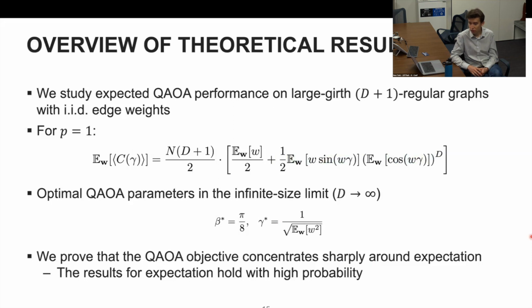In addition, for p equals 1, we prove concentration. Specifically, we use simple observations: if you have some assumption on the distribution of your weights, such as Gaussian or bounded weights, and the QAOA objective is Lipschitz, then from standard results on the concentration of Lipschitz functions of Gaussian or bounded random variables, you get concentration results on the QAOA objective. This implies that the results we obtain in expectation will hold with high probability for a random instance.